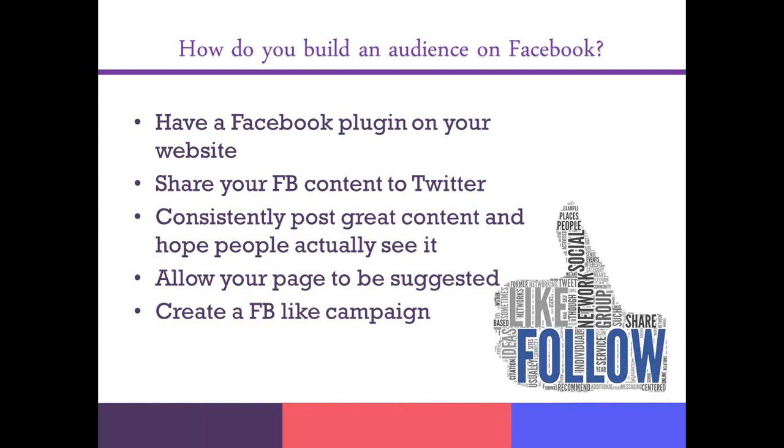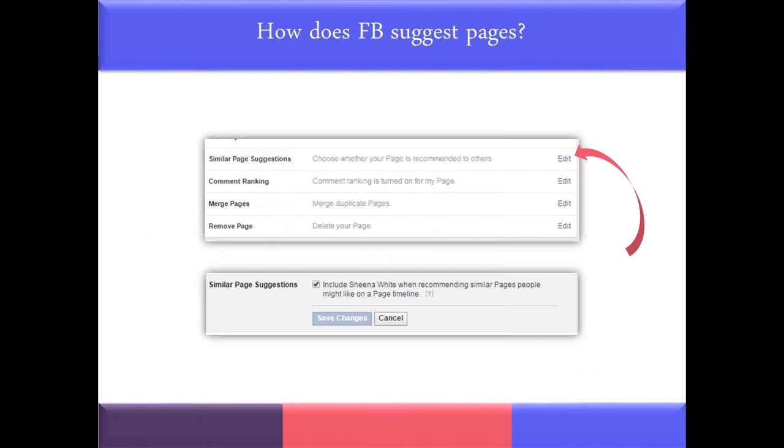But it's really hard. It's not like an easy thing to do. Like I said, it happened to me years ago. But you do want to be posting great content consistently, but people may or may not see it because you have very little control over what Facebook chooses to put out into the newsfeed unless you're paying for it. You can also allow your page to be suggested, and I'll explain that in just a second. And then finally, you can create a Facebook like campaign. This is probably the easiest one, at least the easiest for growing your audience on Facebook.